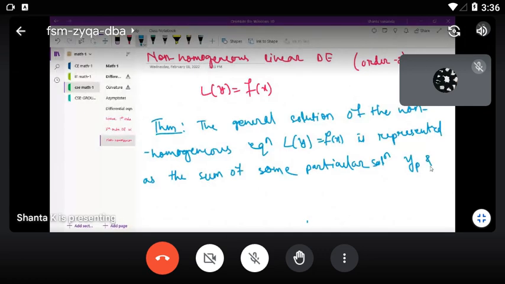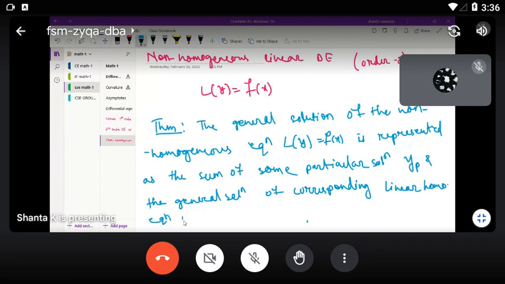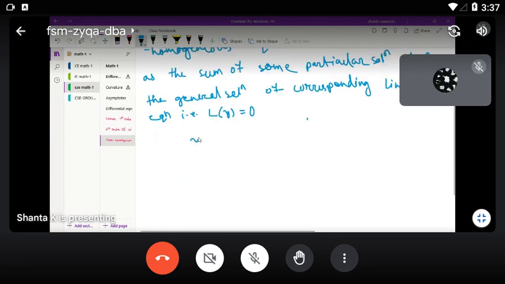And the general solution of the corresponding linear homogeneous equation. That is L of y equals 0. So here what you can see, y will be y of p plus y of c.